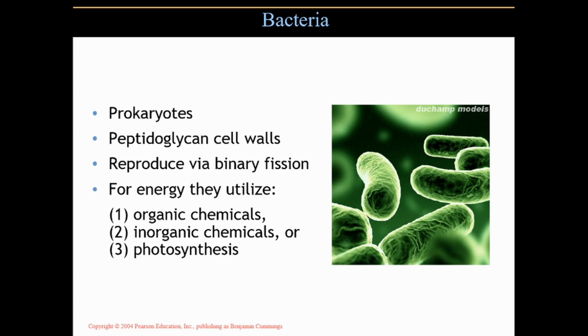They reproduce via binary fission. Now there are a few other ways they reproduce, but binary fission is by far the number one way that they reproduce. They basically just copy a segment of DNA, they separate the DNA into opposite ends of the cell, and then they form a new cell membrane and cell wall right down the middle. And under ideal conditions, they can do this in about 20 minutes, which is incredibly fast for a cell to divide.